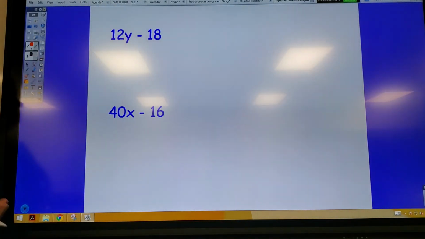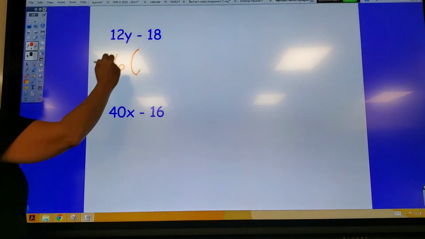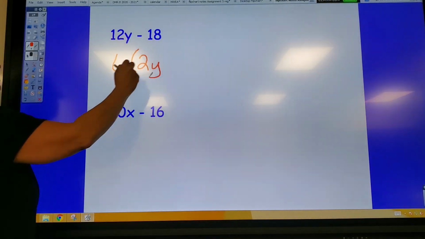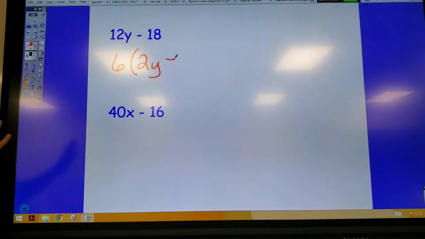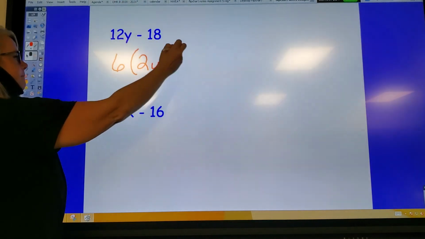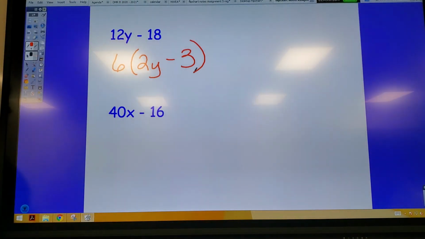12 and 18. GCF is 6. 6 times what is 12y? 2y. Minus. Just put in your subtraction sign. Don't even think about it. Okay? I mean, pay attention that it's subtraction, but it's not going to affect how you do this. 6 times what is 18? 3. And you're done. This is fun. Try that one on your own.